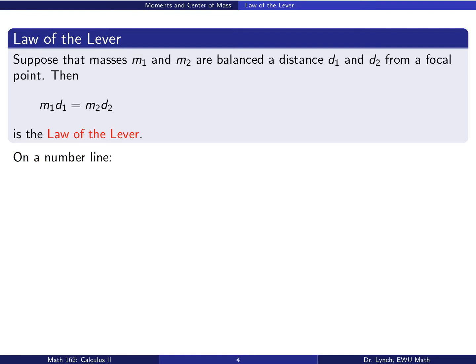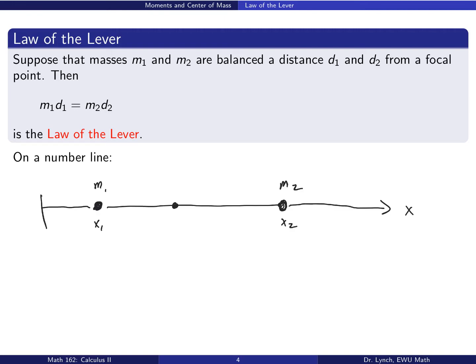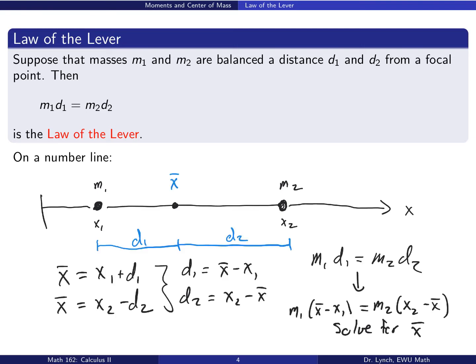Now, we can stylize this on a number line by sort of thinking about one of the masses being at point x1 and the other at x2. So here I stylized placing mass 1 at position x1, mass 2 at position x2, and let's just suppose that the center of mass is there in the middle. Now we can relate x1 and x2 from the law of the lever. So here again is our center of mass at x bar.